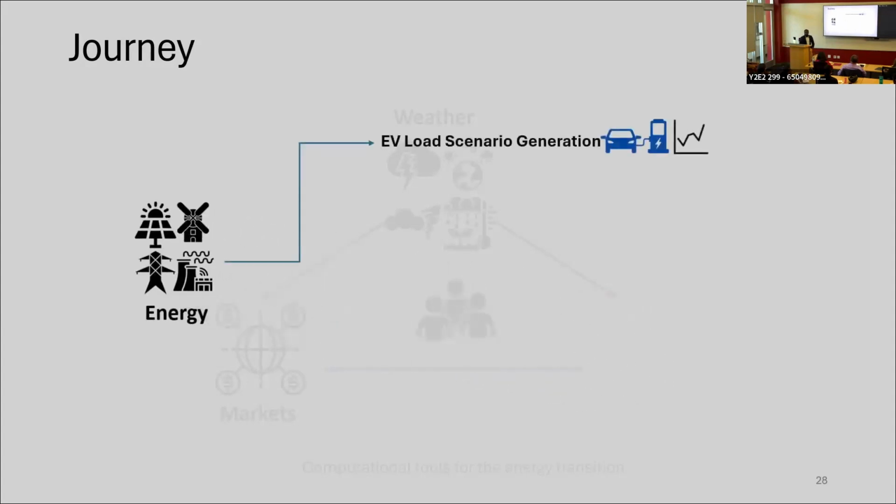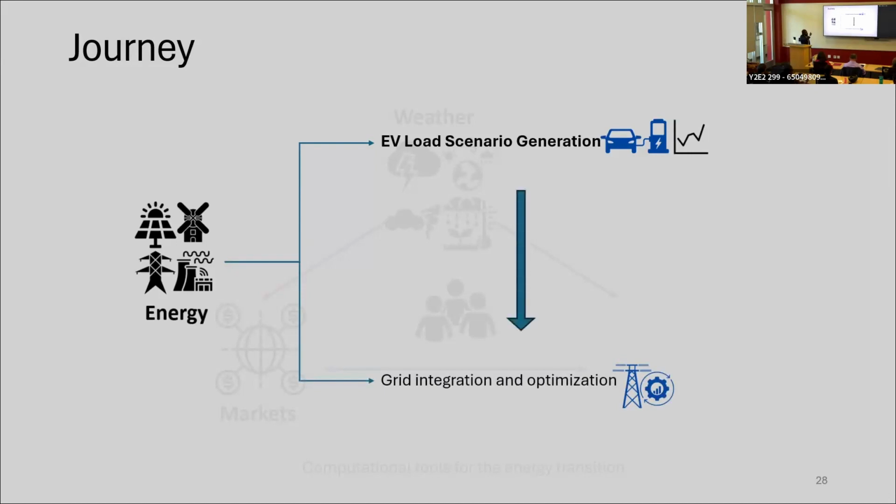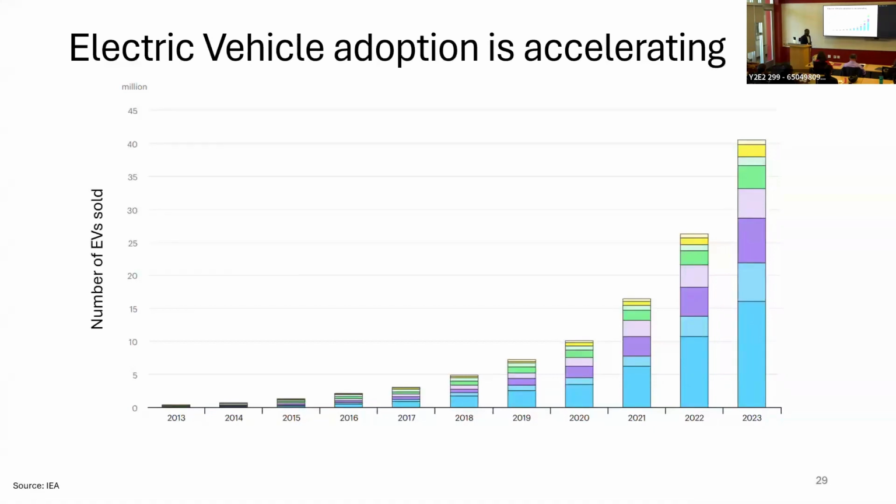So we have two main topics here. One is the electric vehicle load scenario generation, and the second one is grid integration and optimization. And you can imagine that the first one feeds into the second one. So why do we care about electric vehicles? Well, the adoption is accelerating. If you think about the amount of power you need to use to charge an electric vehicle, it's about the same power that 50 homes use at once.